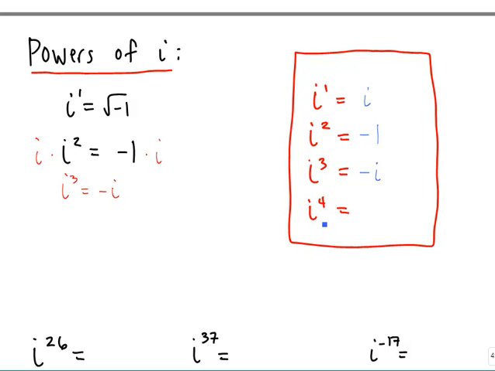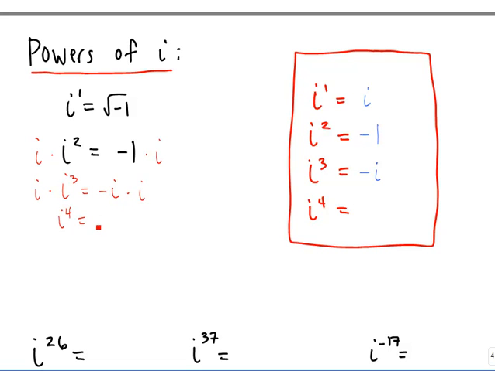Now to get i to the 4th, we're going to do that same thing again. I'm going to multiply both sides of this equation by i. So I'm going to multiply i cubed by i and also negative i by i. As long as I do it to both sides, I'm keeping the equation balanced. So i times i cubed becomes i to the 4th.